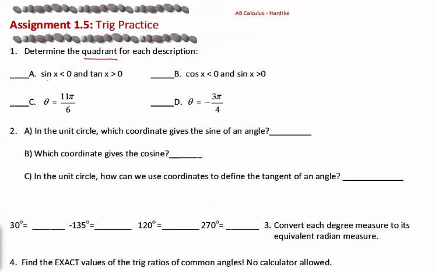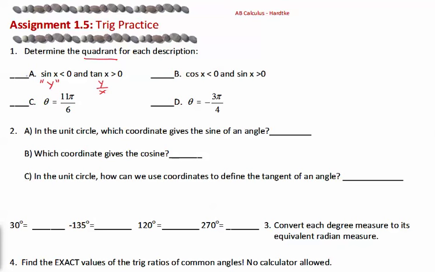We want sine to be negative and tangent to be positive. Remember, sines are y coordinates in the unit circle, and tangent is the ratio of y to x. So if tangent is positive, y and x have to have the same sign. So the y coordinates are negative in quadrants 3 and 4, and y and x have the same sign in quadrant 3.